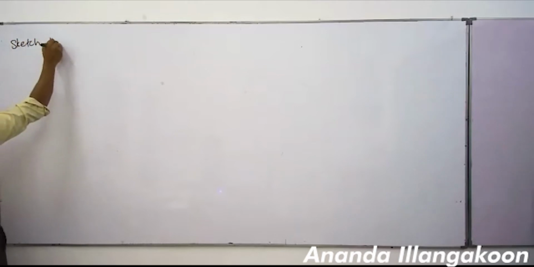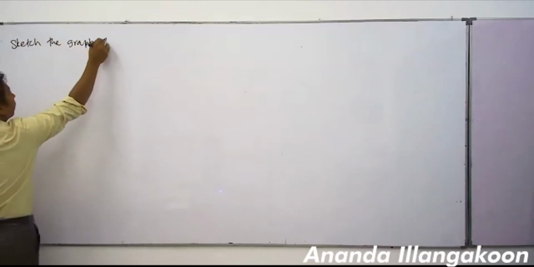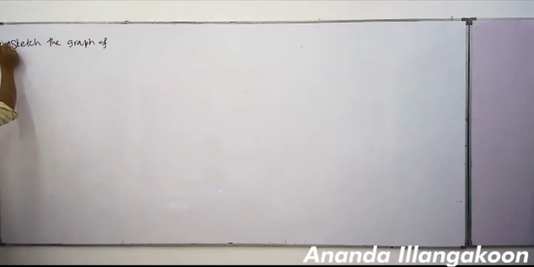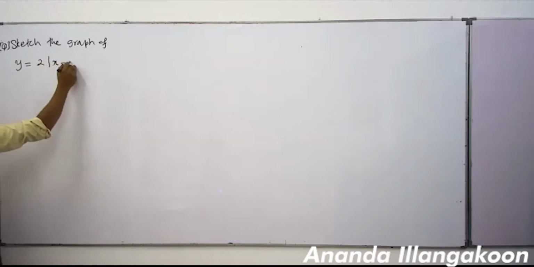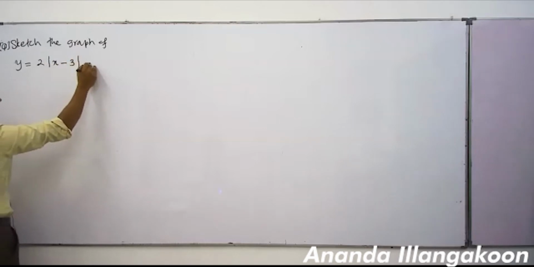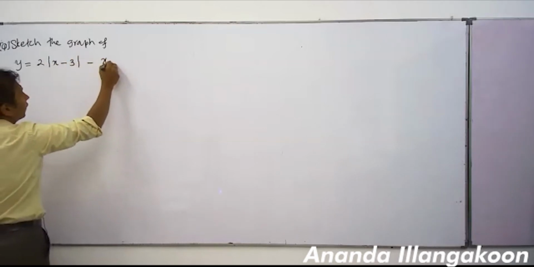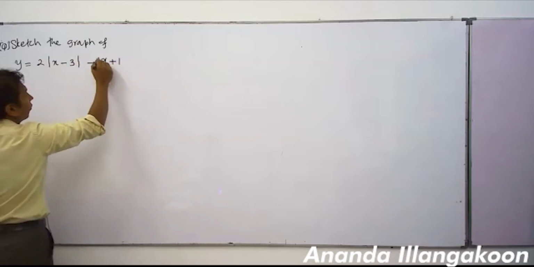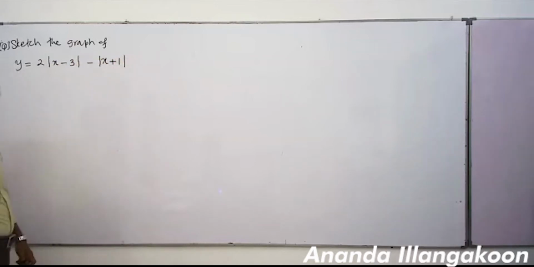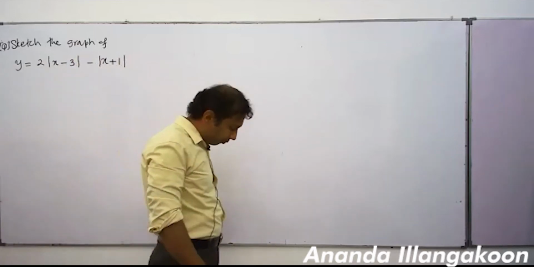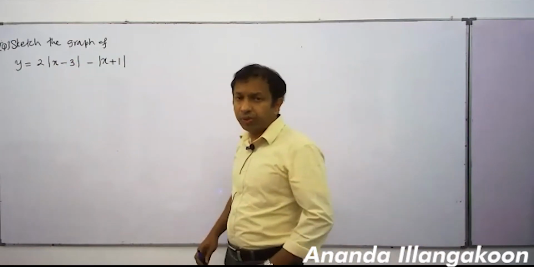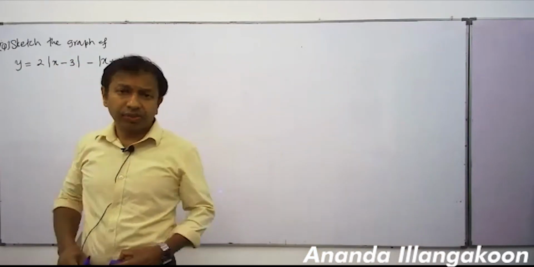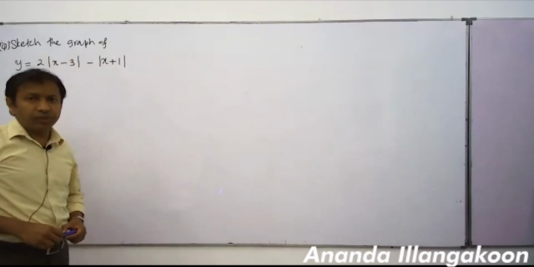Sketch the graph of y = 2|x - 3| - |x + 1|. Right. Now this graph, when we draw, it is not easy to draw by comparing with the y = |x| graph. So therefore, we give another separate approach for this.